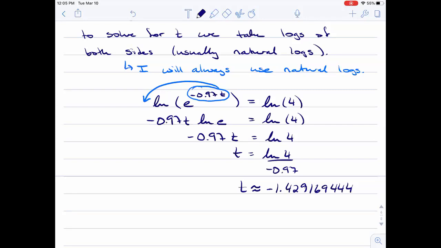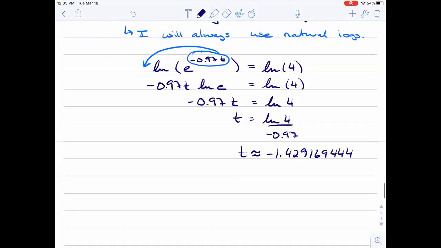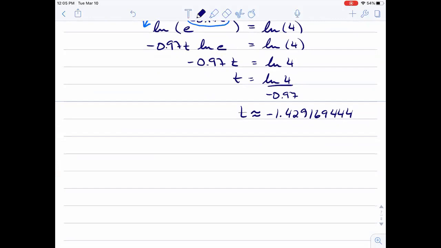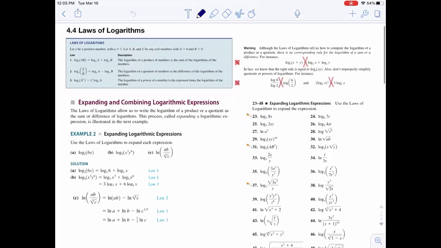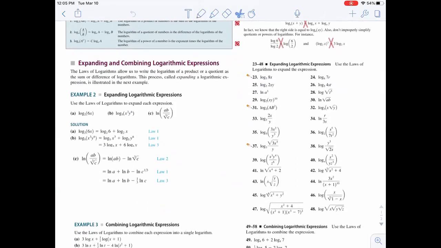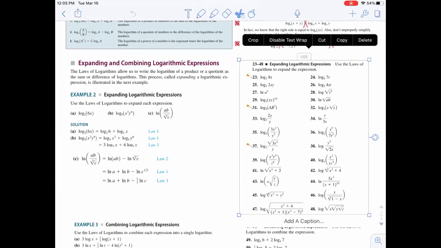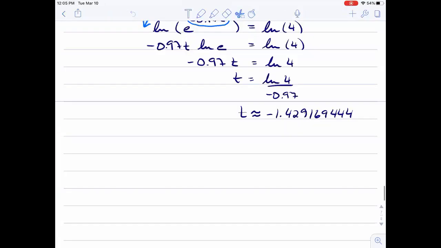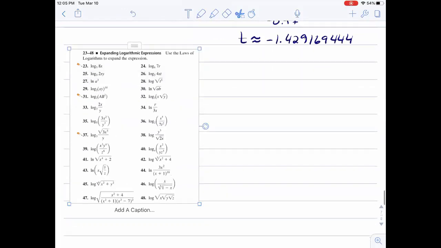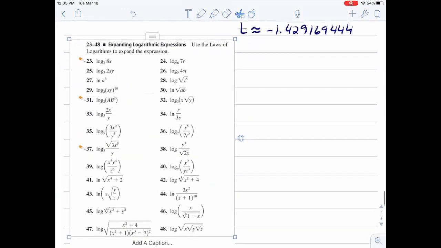We can also use the log laws to expand and simplify. Let's have a look here. There are some examples on your handout, but we can just go to some of these and do them. So if we want to use the log laws to expand some of these, now we're not solving anything quite yet here.